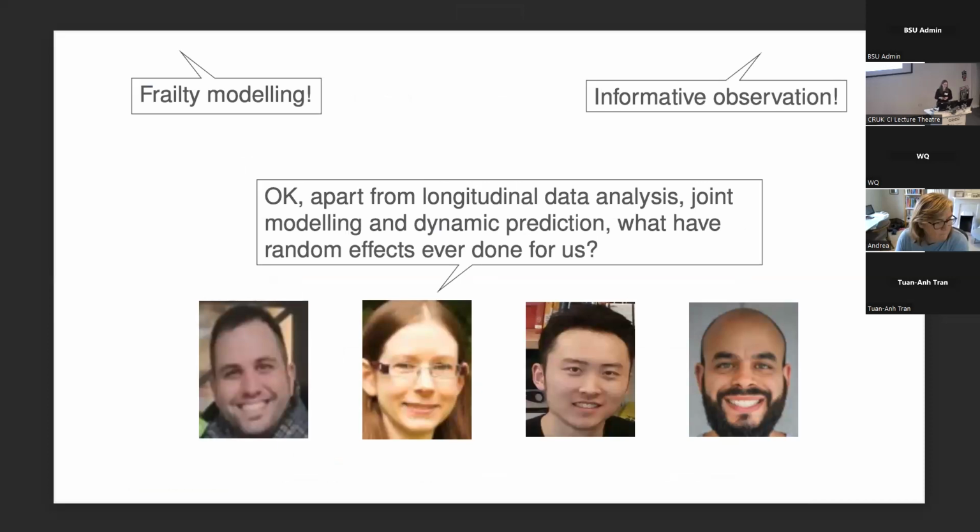Okay, we could go on. Okay, apart from longitudinal data analysis, joint modeling and dynamic prediction, what have random effects ever done for us? Well, people might shout out with other things, an informative observation, frailty modeling.